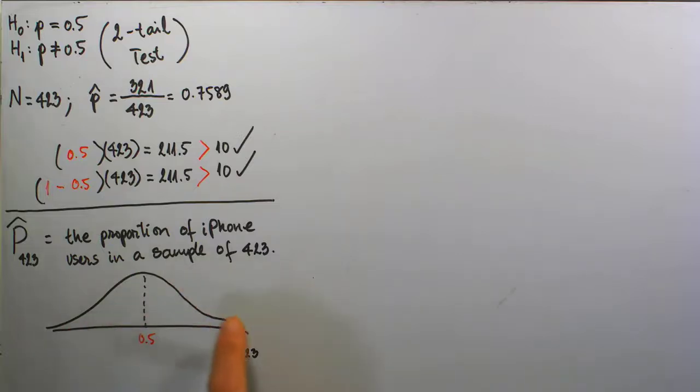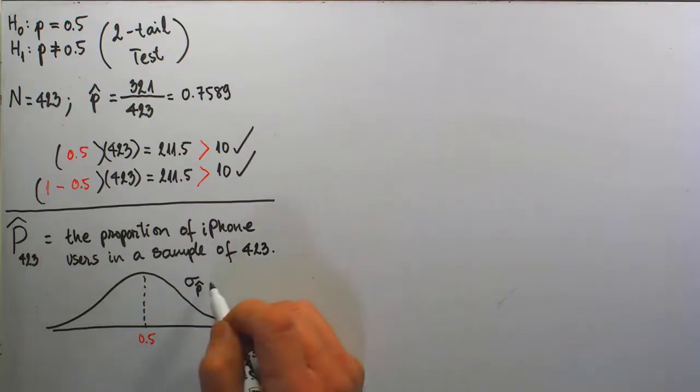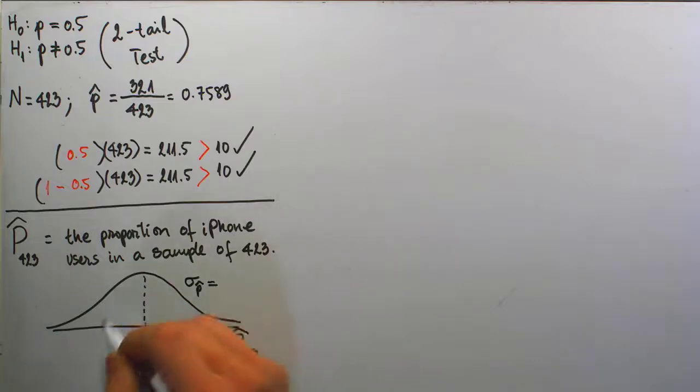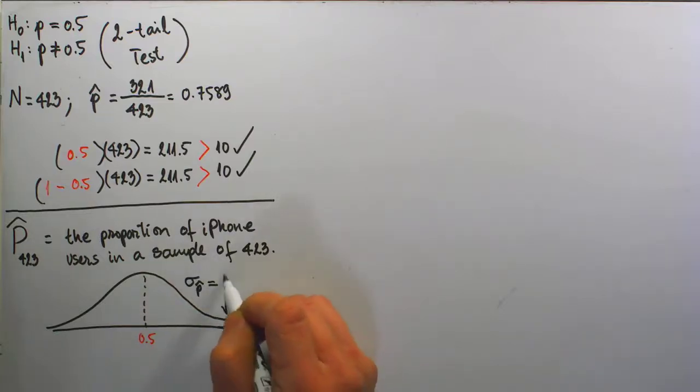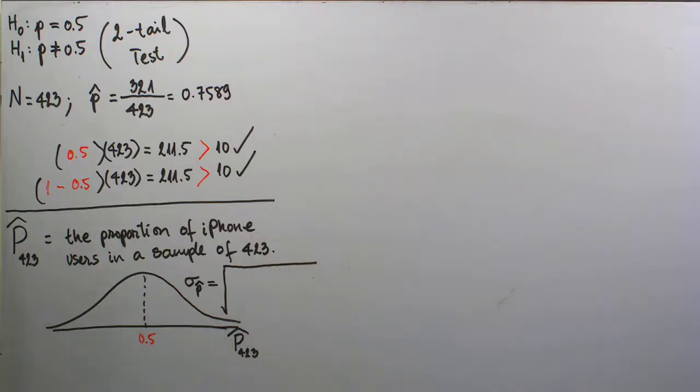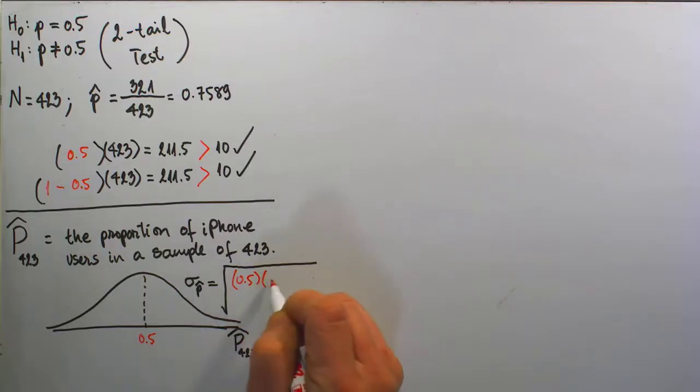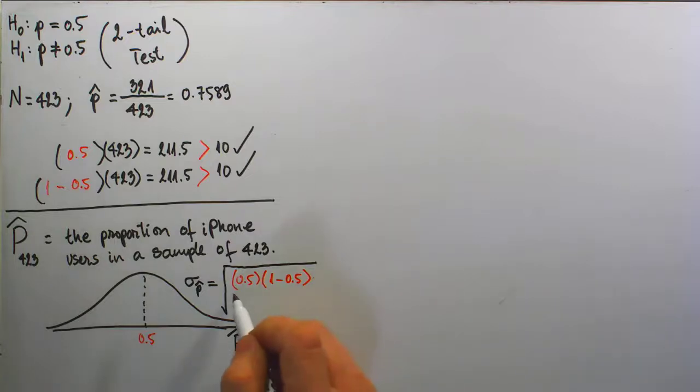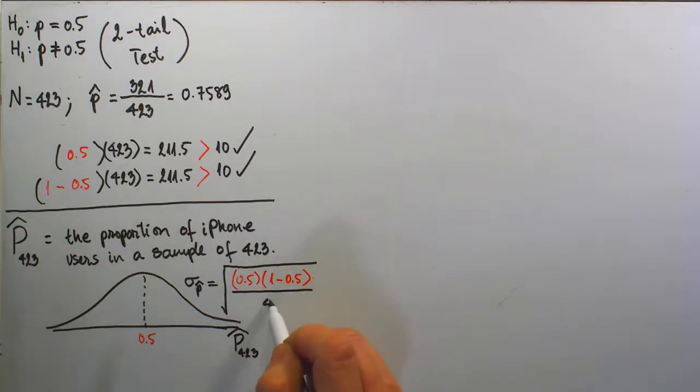This bell curve, like any other bell curve, will have an average spread, which symbolically we call sigma p hat, the standard deviation of this sampling distribution of the sample proportions. The sigma p hat value for this bell curve can be calculated by the formula: square root of 0.5 times (1 minus 0.5), in the parentheses and inside the square root, and we divide that by 423, which is the sample size.